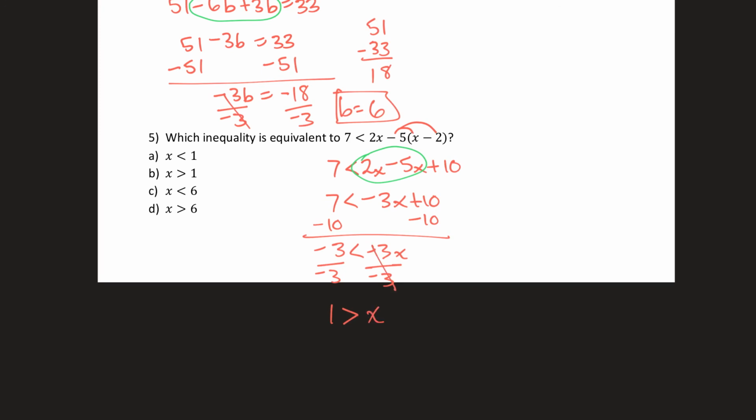But if you'll notice here, the variable is first in all these answers, and it's second here. So I have to switch this around, but watch how it happens. The x is now first, and the 1 is second. But notice how this is open to the 1, so it has to stay open to the 1. This is my final answer, which looks like it is option A.